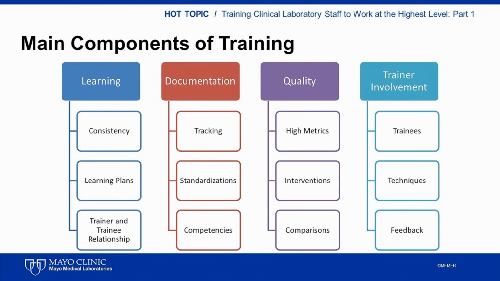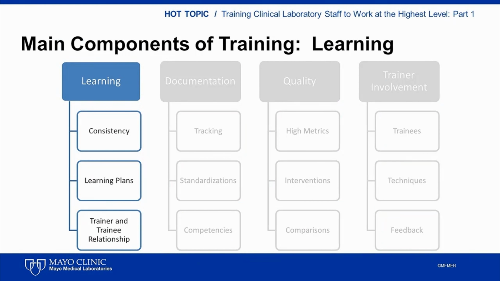This is an overview of the main categories of training. Training is much more than information transfer between trainer and trainee. It involves reliability within that transfer, as well as documentation, quality maintenance, and keeping the trainer engaged throughout the entire process.